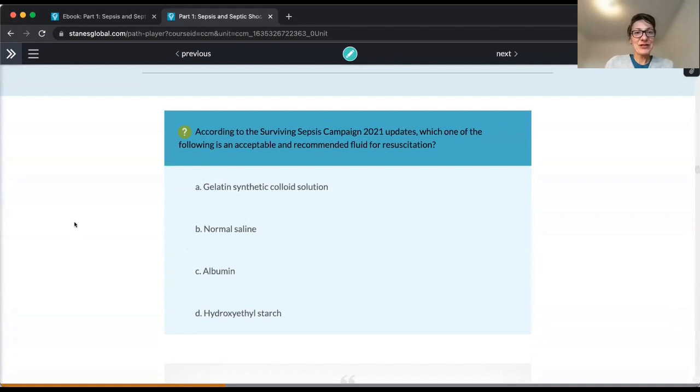Excellent. According to the Surviving Sepsis Campaign 2021 updates, which of the following is an acceptable and recommended fluid for resuscitation? Is it A, gelatin synthetic colloid solution, B, normal saline, C, albumin, or D, hydroxyethyl starch? Okay, let's see your answers to this. Which one is acceptable? And you can see we actually have 3 colloids and just 1 crystalloid on here. Look at those answers coming in.